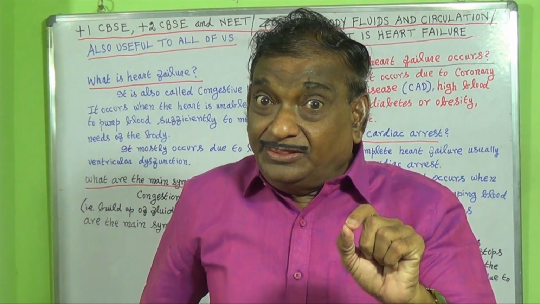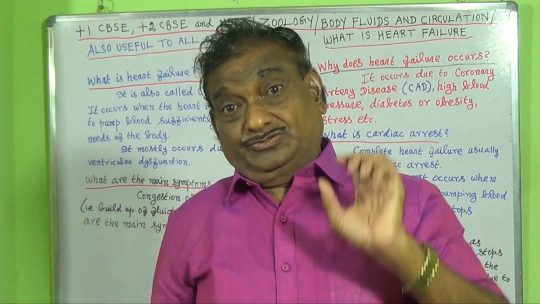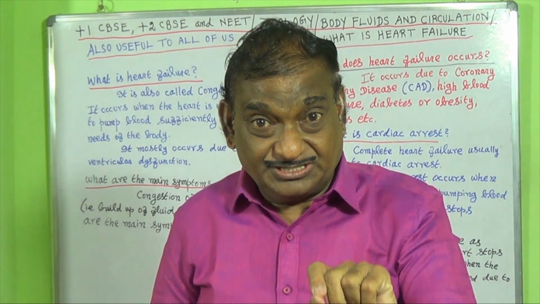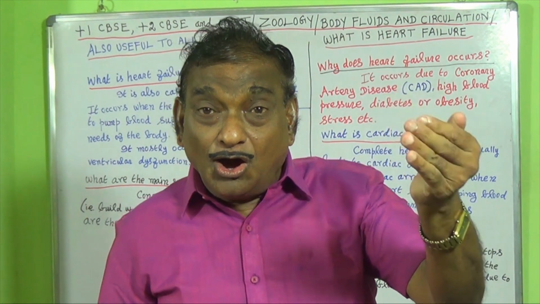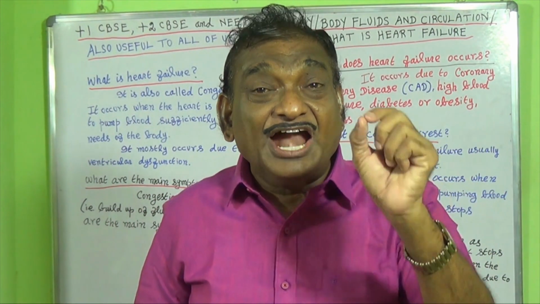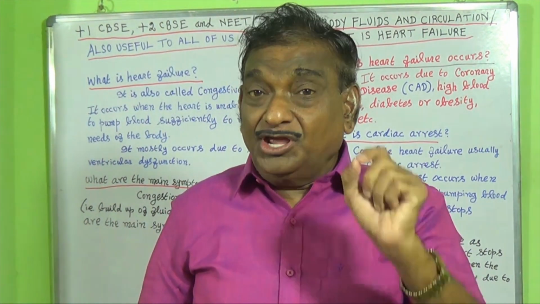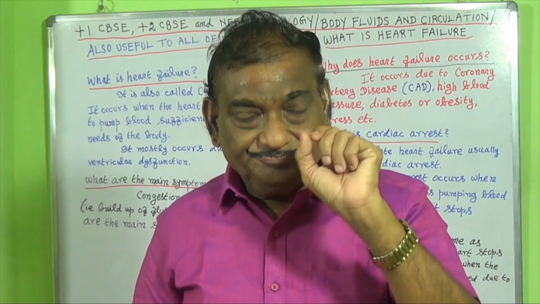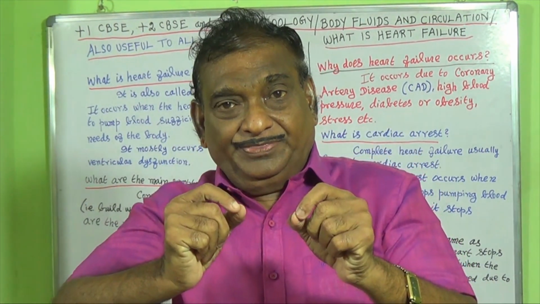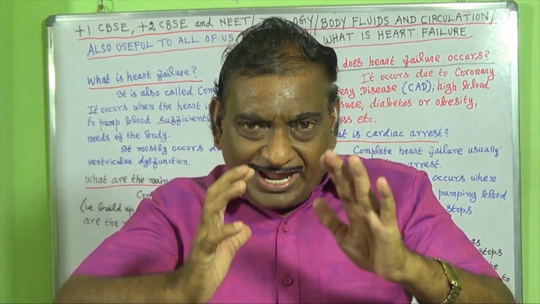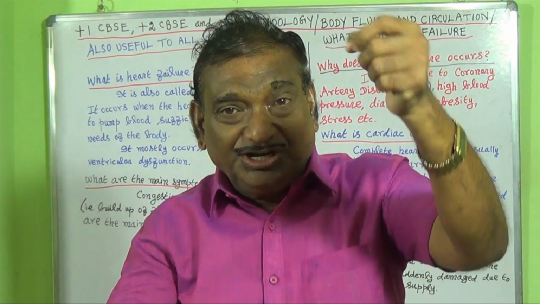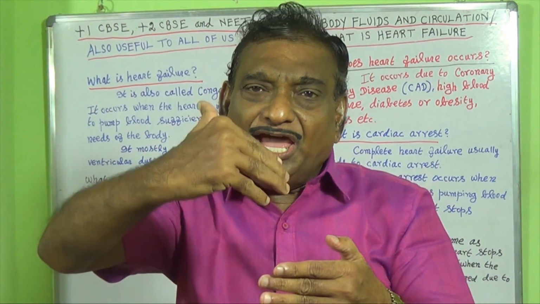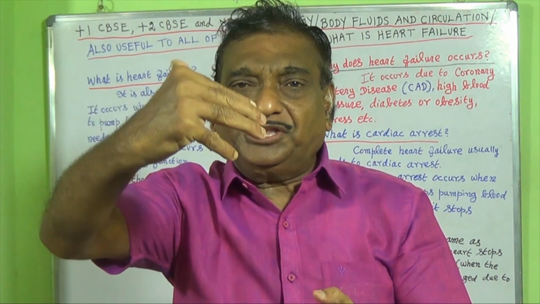We know that there are 4 chambers in the heart, 2 upper chambers and 2 lower chambers. The upper chambers are called auricles, that is atria. Atria is the plural name; the singular is atrium. When the right auricle, that is the right atrium, contracts, the blood comes to the right ventricle. The right ventricle is placed below and nearer to the right atrium.